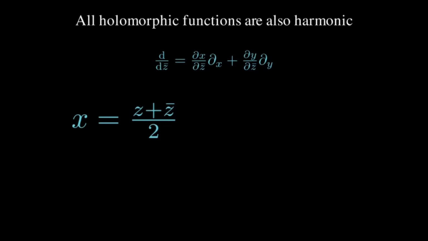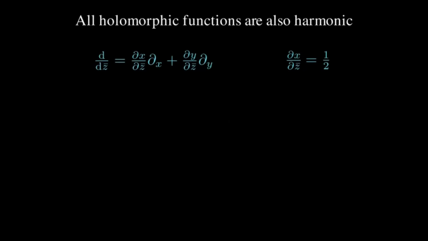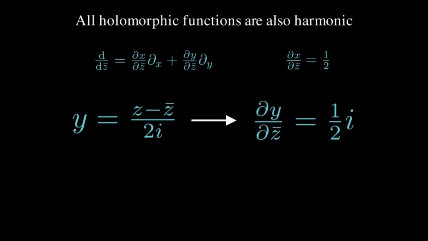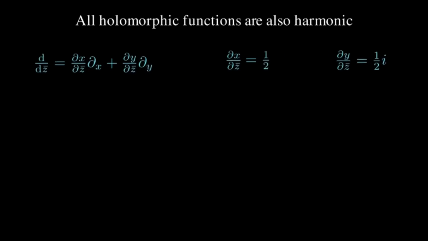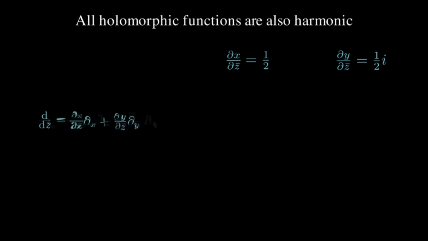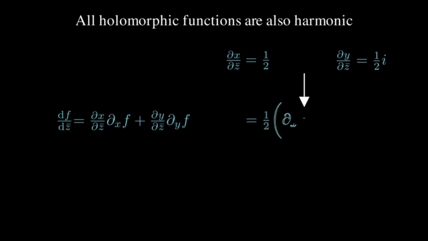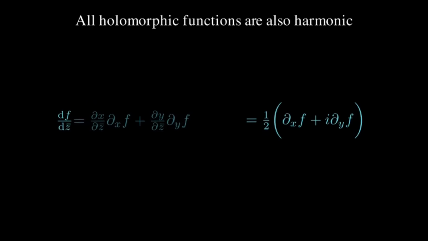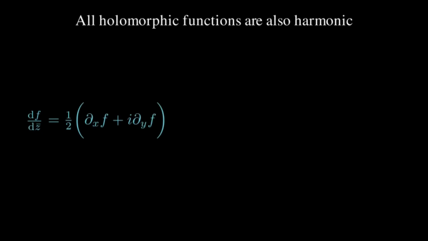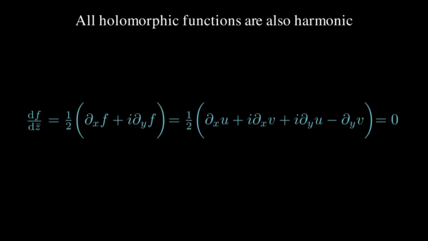We can simply write our definition for x and take the derivative with respect to z bar. We do the same for y. Now we have a new expression for the derivative with respect to z bar, and we can just apply this to some function f. Remember our Cauchy-Riemann equations from earlier? What we have here will just go to 0. Now we have that the derivative of some function f with respect to z bar is 0.